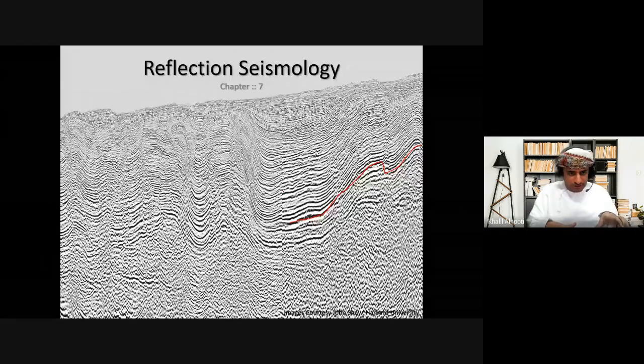The petroleum engineers in their final year project, that's what they get. They get a surface map.